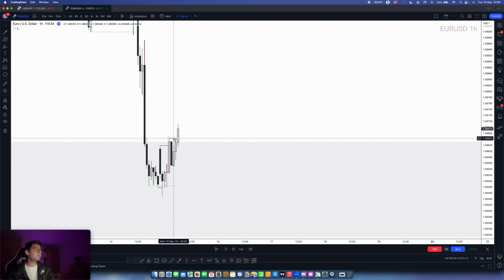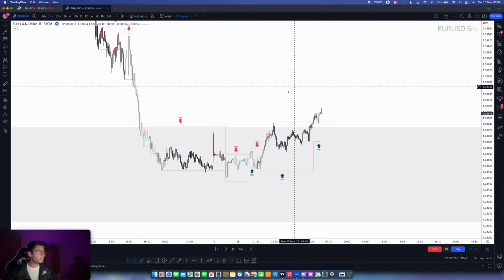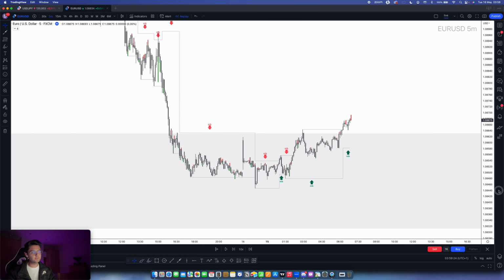So 5 minute wise, let's just go into that and have a look at what we're doing. What I'm going to do here actually is get rid of all these because these technically have not happened just yet. So where are we right now in terms of price on the 5 minute? Where have we come from is the first question you should always ask.